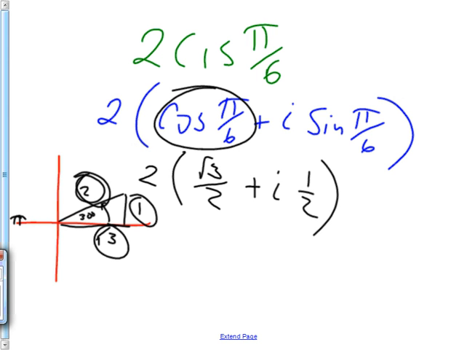And then when the 2 gets multiplied in, it neatly cancels out those denominators, and it becomes root 3 plus i. Raise your hand if you had that one right. Okay, what is the complex portion of this answer? How many i's? 1. Okay, what is the real portion of this answer? Square root of 3. All right, good.